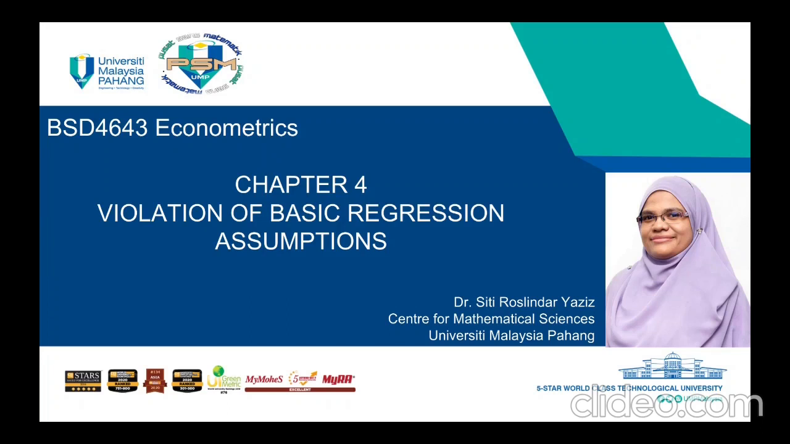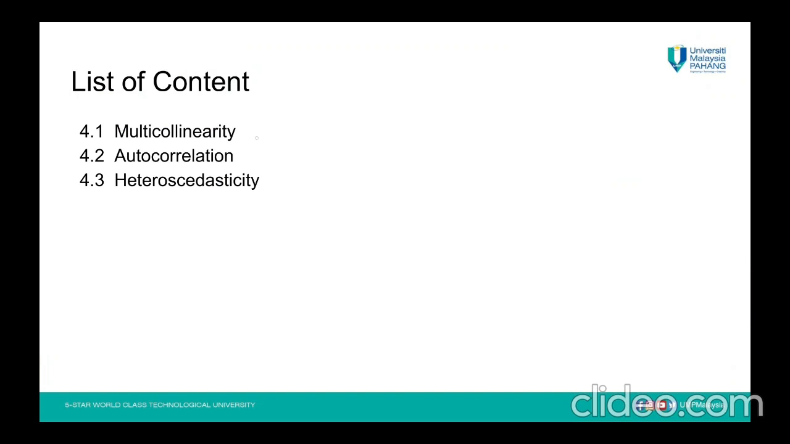Today, I am Dr. Siti Roslinda Yaziz from Center for Mathematical Sciences, UMP, will share the topic for Chapter 4 in Econometrics, that is, Valuation of Basic Regression Assumptions. As we know, two previous chapters in this course are focusing on regression model. In this chapter, we want to look at the valuation of assumptions of the regression models that are multicollinearity, autocorrelation, and heteroscedasticity.